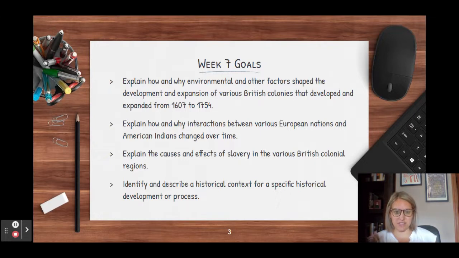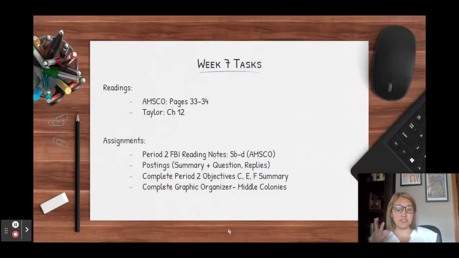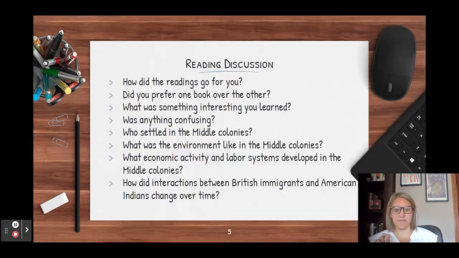This is called contextualization. So you had a short reading this week with AMSCO and then Taylor chapter 12. You're continuing your FBI notes, your postings, and then you are completing period 2 objectives C, E, and F and completing the graphic organizer for the middle colonies.